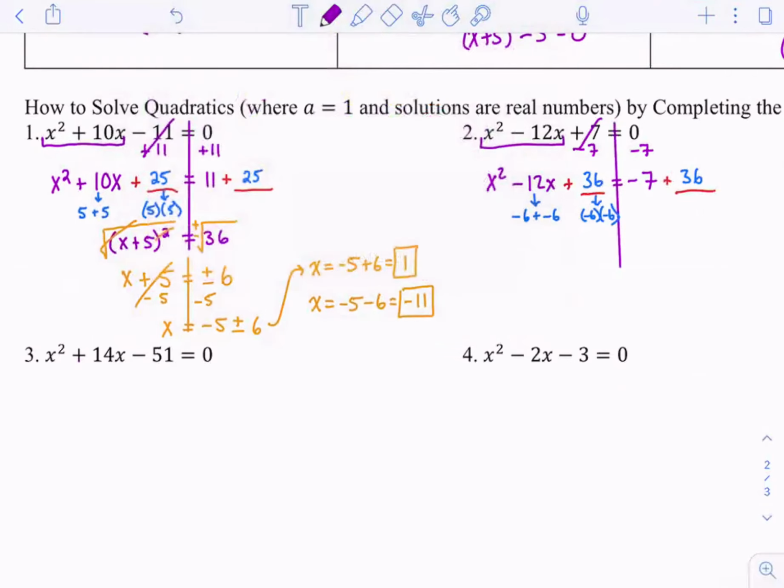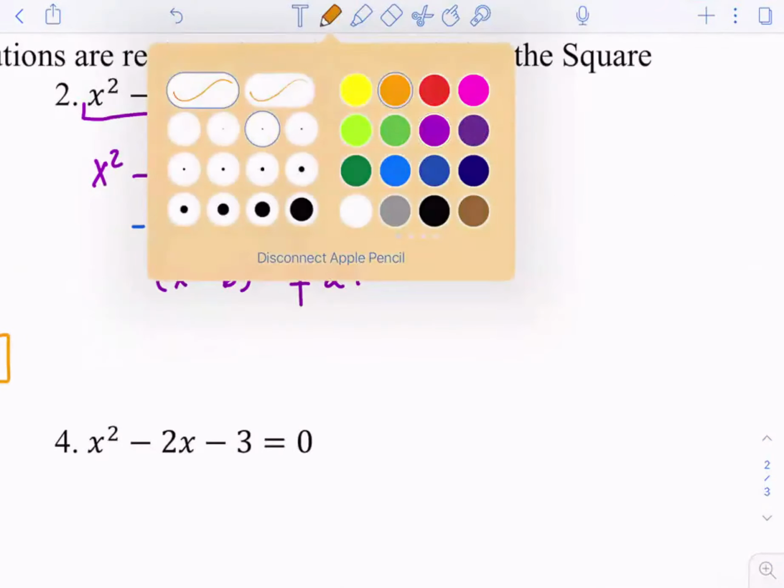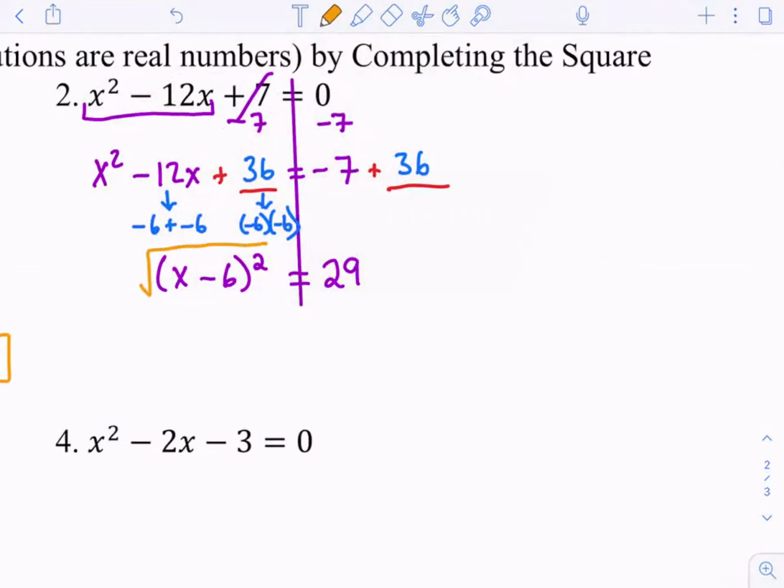So now if we continue here, the factored form is (x minus 6) squared equals 36 minus 7 equals 29, or negative 7 plus 36 is 29, either way. And now let me finish solving here. So watch what happens. I need to get rid of the squared, so I have to square root. When I square root, I have to put plus or minus. Now I get x minus 6 equals positive or negative. Now there is no square root of 29, so I'm going to leave it as the square root of 29.